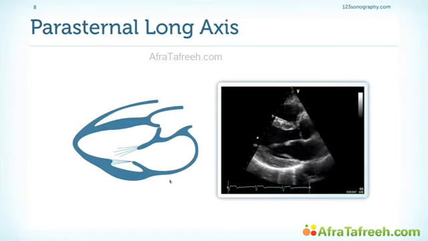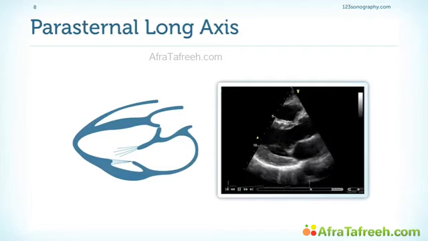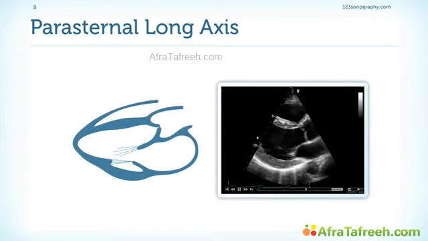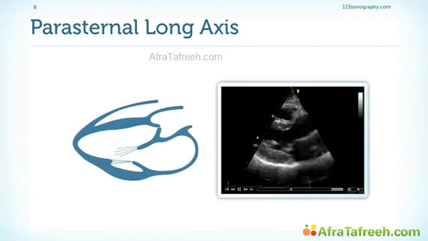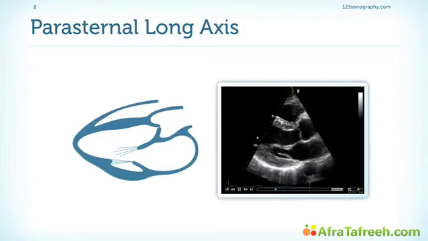Just an example again. Classic parasternal long axis view. The aortic valve opening and closing nicely. The septum, the left ventricle, the right ventricle. Here the posterior wall, the left atrium, and this here is the aorta.